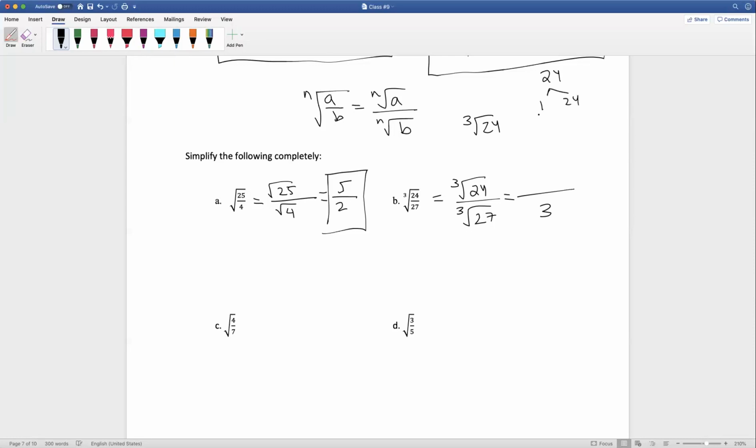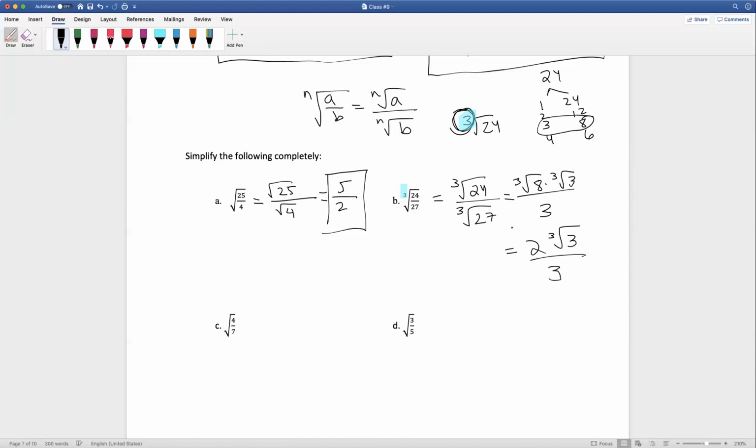Factors of 24: 1 and 24, 2 and 12, 3 and 8, 4 and 6. Are any one of these perfect cubes? We had that index of 3, so we're looking for perfect cubes. You're right, 8. So we actually can simplify the cube root of 24. We can call that the cube root of 8 times the cube root of 3. And we know the cube root of 8 is 2. So this is 2. This we can't simplify.